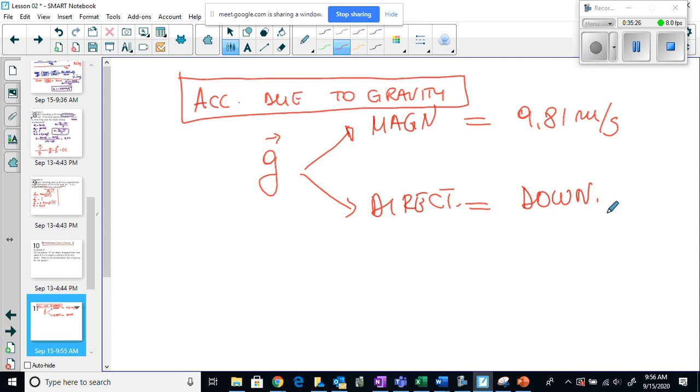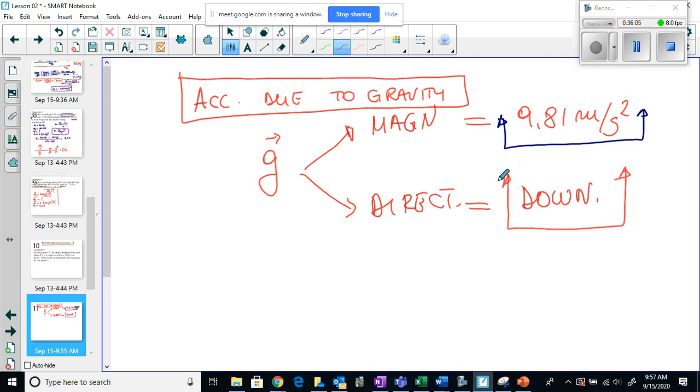But if the question says that an object is thrown from a certain height, even though it is not stated, you have to take it for granted that the acceleration due to gravity at the surface of the Earth is 9.81 meters per second squared, and it's always going down.